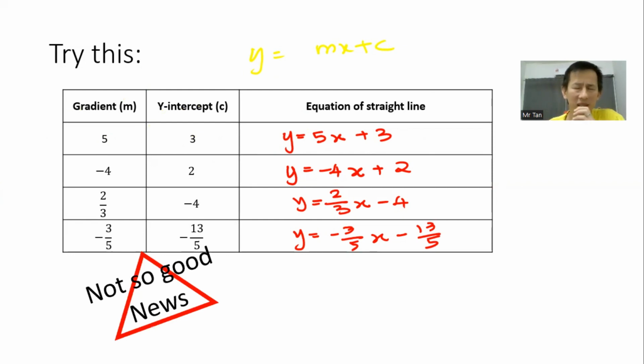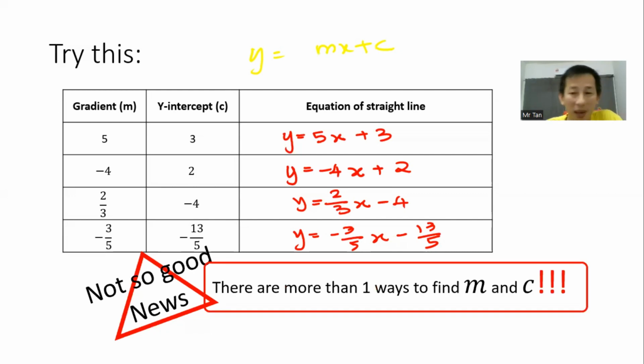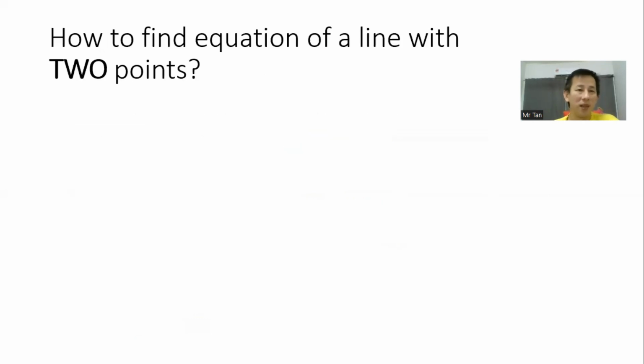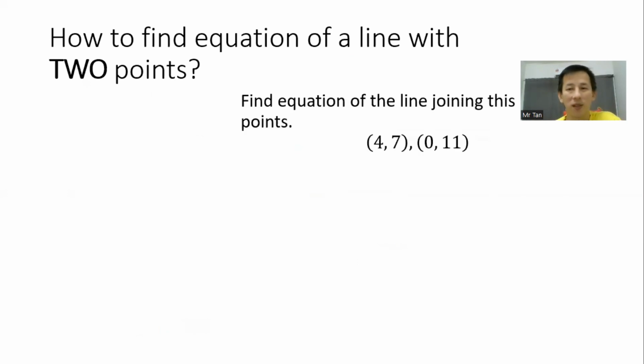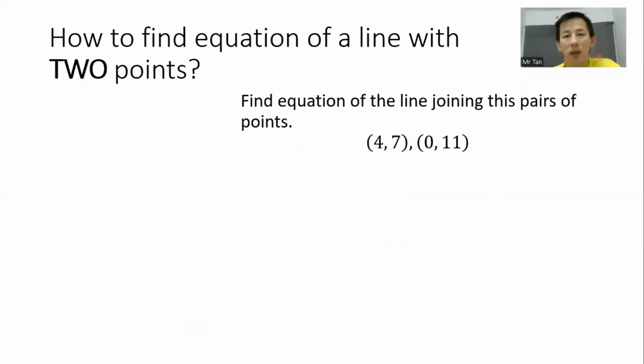And I have another piece of news that's not so good, which is there is more than one way to find the gradient and c. So we'll go through the first one: how to find the equation of a line with 2 points. Okay, a question something like this: find the equation of the line joining these pairs of points. So the first step is how to find the m.